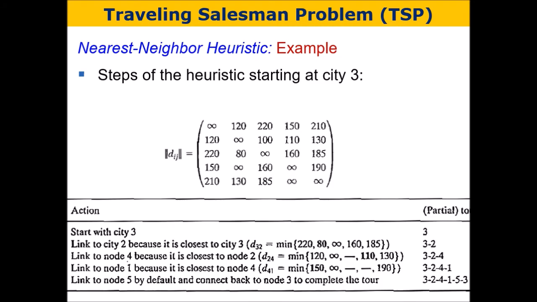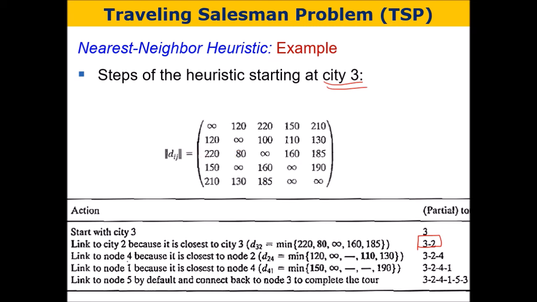So let's assume that in this example we are starting from city 3, which is this one. Okay, from this city 3 we need to look at all the distances, and we see that the shortest distance is to 2. So we go from city 3 to city 2. Then we are at city 2.